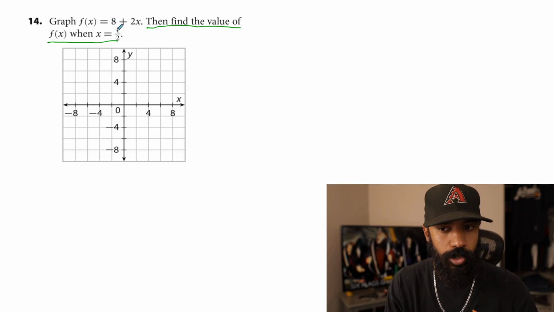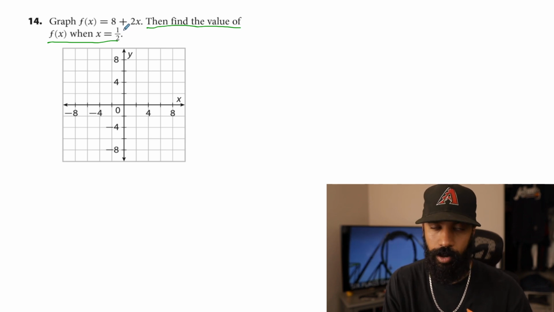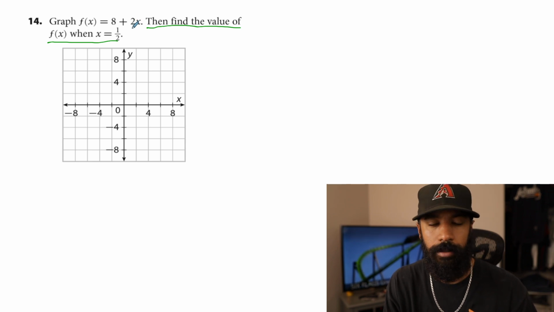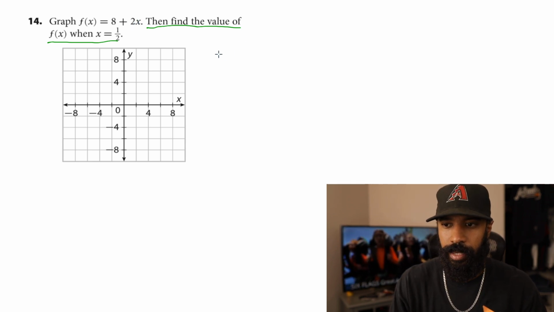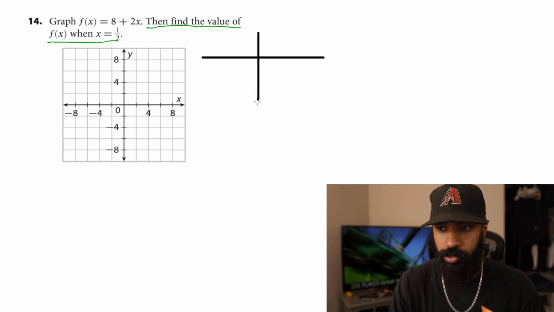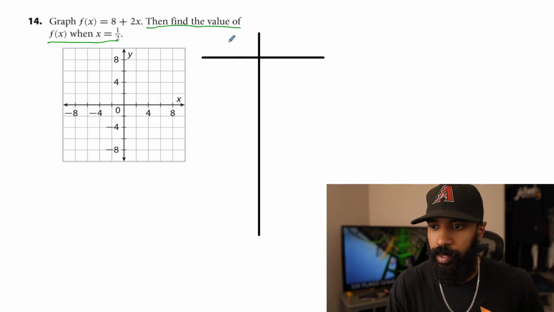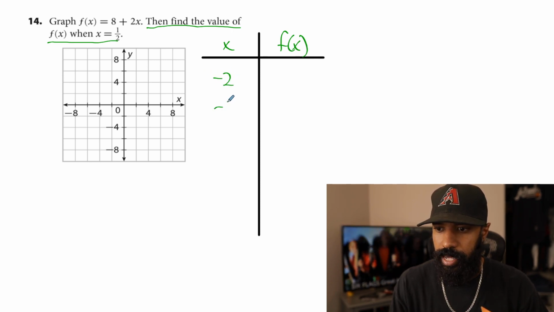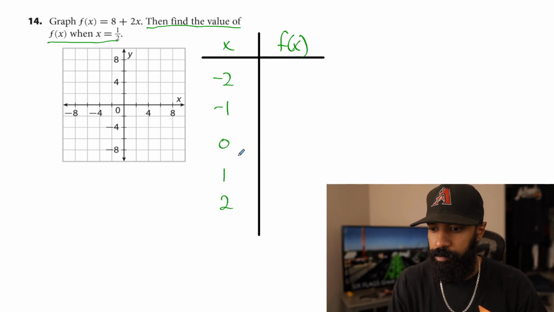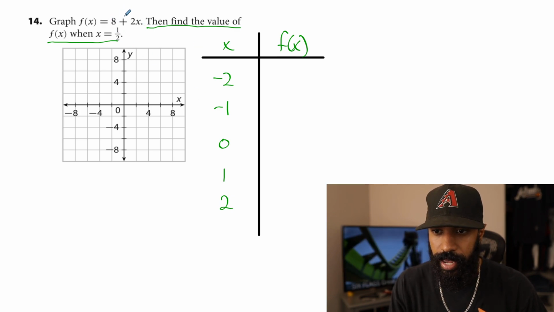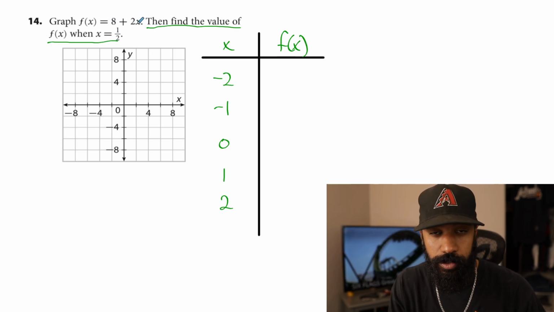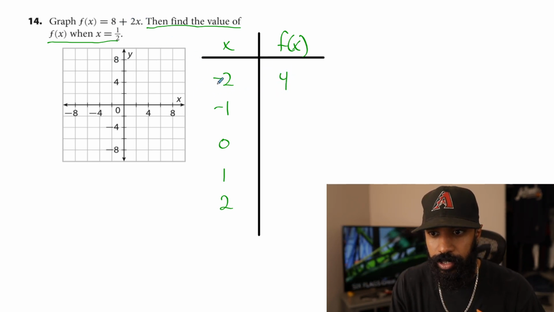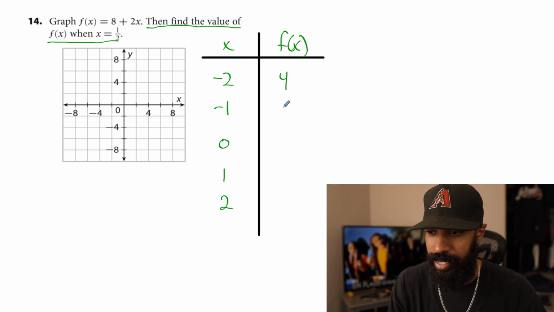So I'm not going to substitute 1/2 in for x, at least not from the beginning. I'm going to choose my negative 2, negative 1, numbers like that. I'm seeing with this problem it might not be wisest to choose those numbers, and you'll see why in a moment. Let's get it started. So negative 2, negative 1, 0, 1, and 2. Start with negative 2 here. 8 plus 2 times negative 2 is negative 4, so 8 minus 4 is 4.